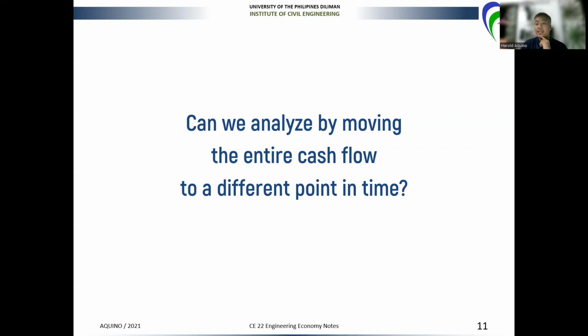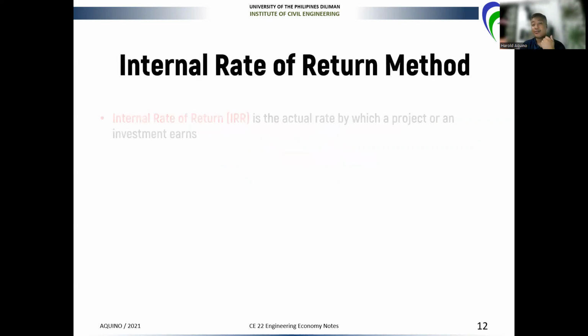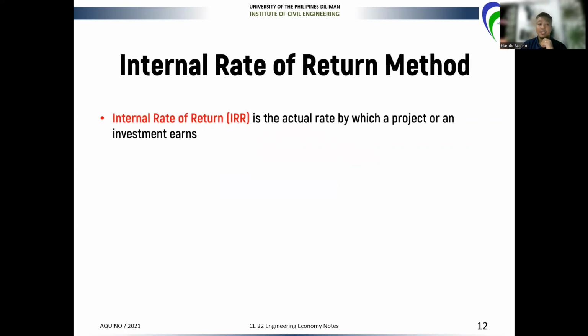All right. Now, the next method we will learn for the evaluation of projects is called the internal rate of return method, or the IRR method. The IRR is the actual rate by which a project or an investment earns. This is different from the MARR in the sense that the MARR is what we want to earn, while the internal rate of return is what the project actually earns, considering what you invest and what you gain for your cash flows.